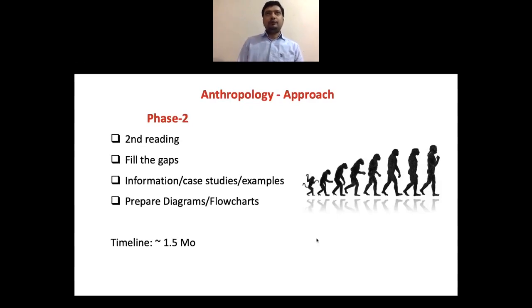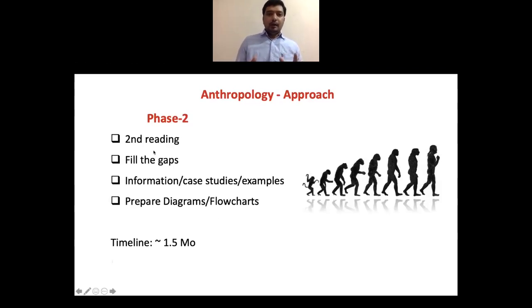After you finish going through the material, collecting the data and putting it together, you come to phase two, where you give it a second read. The second read is where you actually start thinking. I don't mean that in the first read you didn't think, but the knowledge you gained in the first read will now make you better at capturing the information. Here you may identify a few gaps.